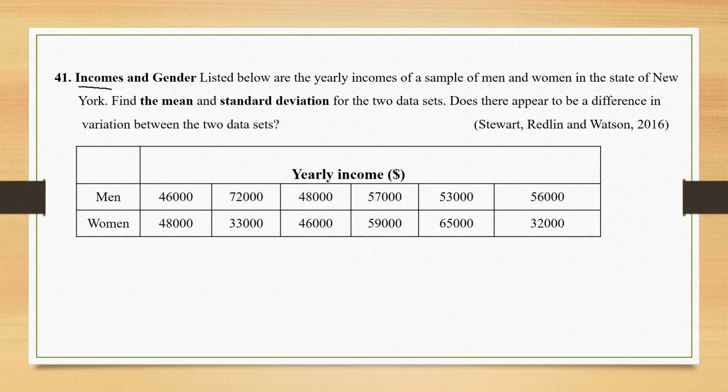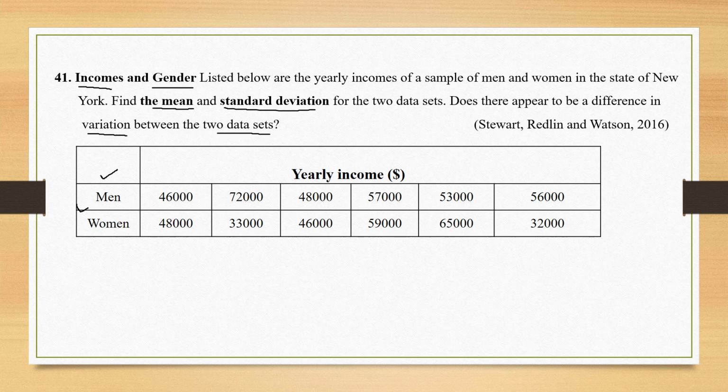In this question we have incomes and gender. This question is about the income and gender, so we will discuss the mean income for men and for women. Listed below are the yearly incomes of a sample of men and women in the state of New York. Find the mean and the standard deviation for the two data sets. Does there appear to be a difference in the variation between the two data sets?